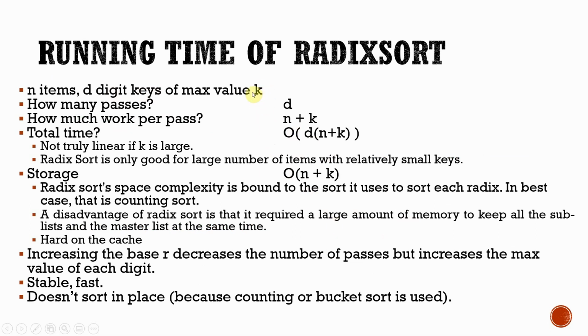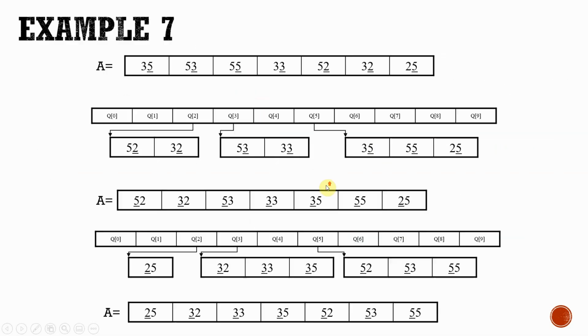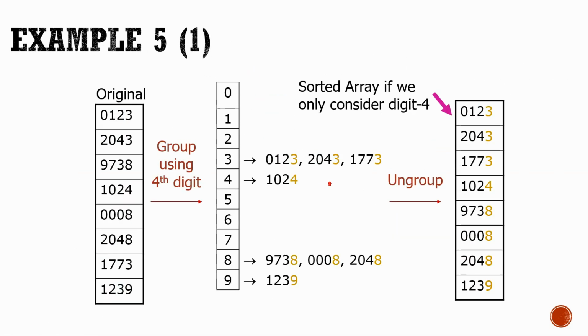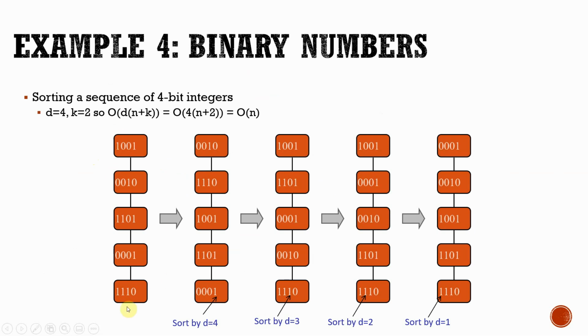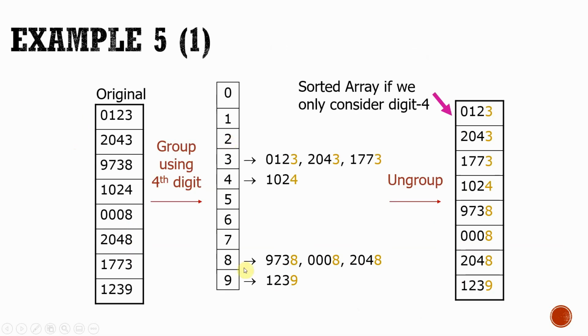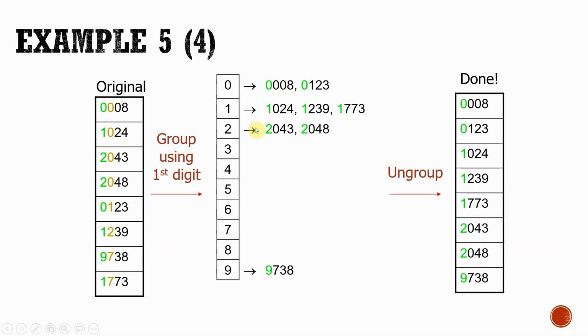If it was binary, k would be 1. Let me go back to the example that we had, binary elements. Here n is 5 because we have 5 numbers. The digit count is 4. And then for the range, we only have 2 numbers in our range, so k is 2. And in the decimal example, it's better to say k is 10 because we have 10 distinct values.